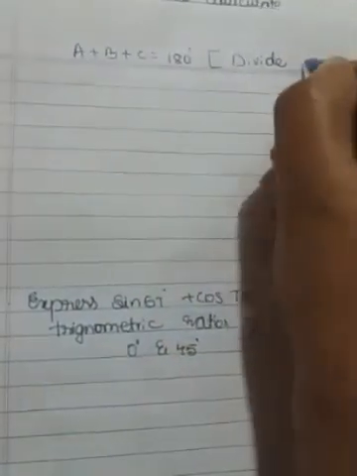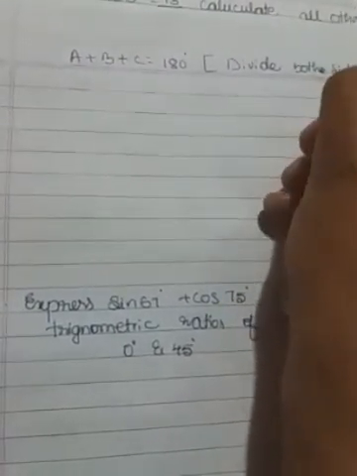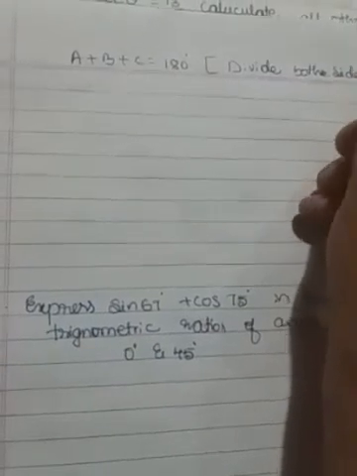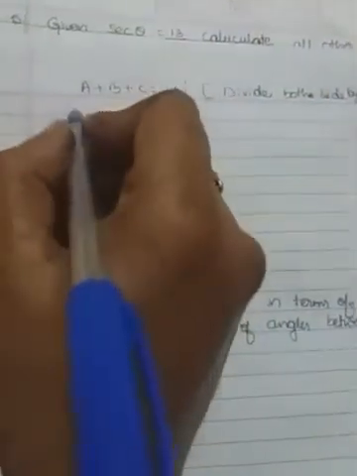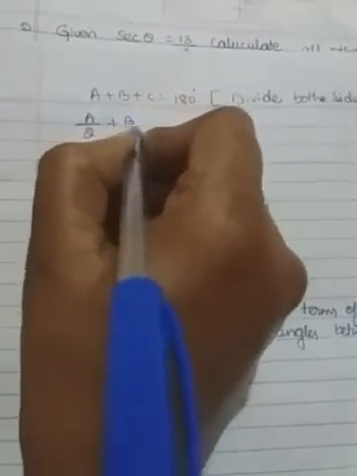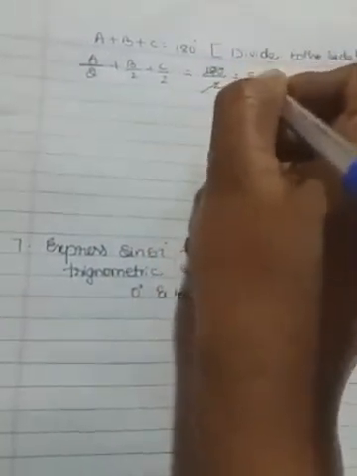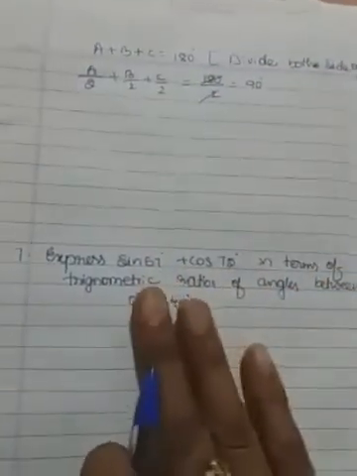Next, you have to divide both sides, in the sense LHS and RHS, by 2. Dividing by 2, we get A divided by 2 plus B divided by 2 plus C divided by 2 on the LHS, which equals 180 divided by 2. This 180 divided by 2 equals 90 degree. Here we got 90 degree.